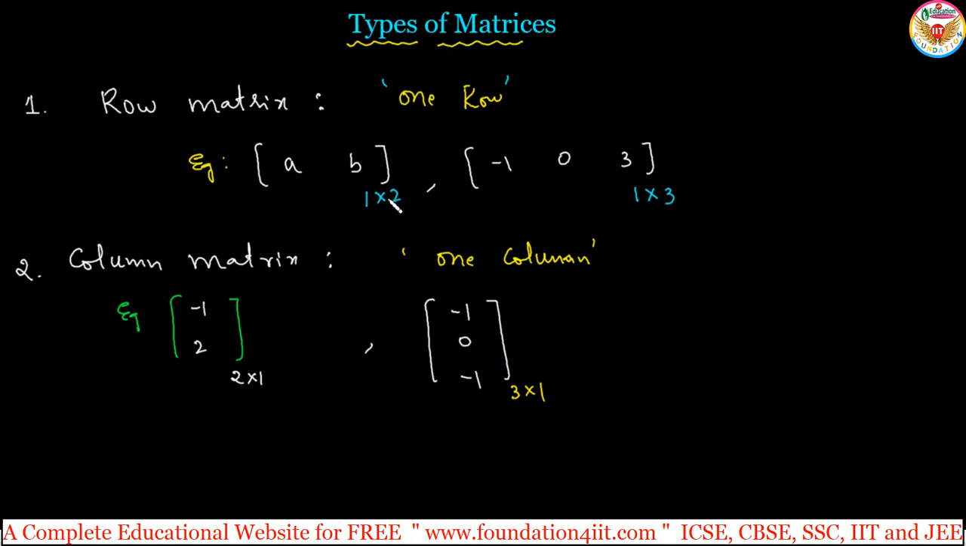To write the order of the matrix, you must always write rows first, followed by columns. Any matrix order, when you're writing, you write the rows followed by columns. So here there's only one column, and in the row matrix there's only one row. A matrix which has only one column is called a column matrix. So in its order, the column place is always 1. Right. Next one.